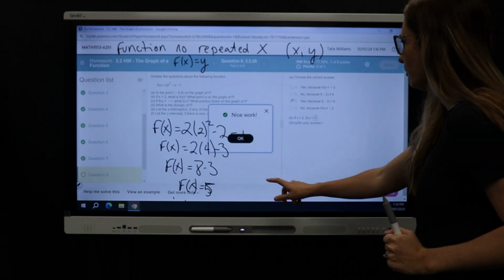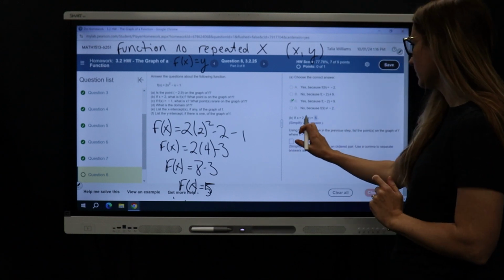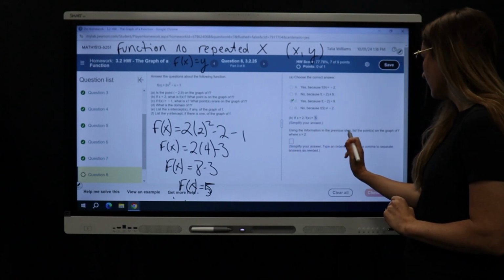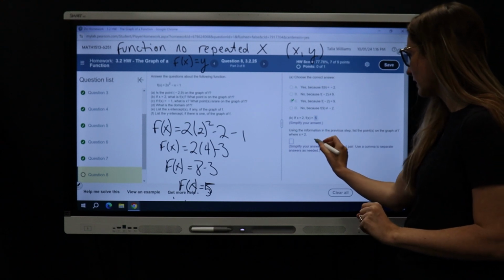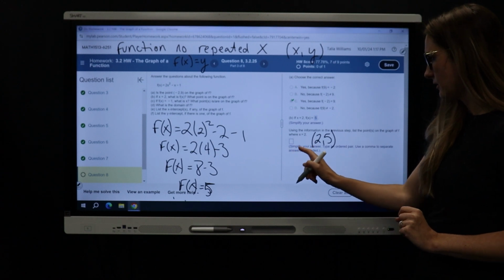And then they want to know the point on that graph. So using the information in the previous step, this is x, this is y. List the point, type in ordered pair. So our x is 2 and our y is 5. That's what they want right here.